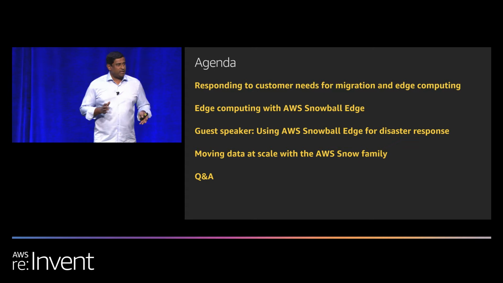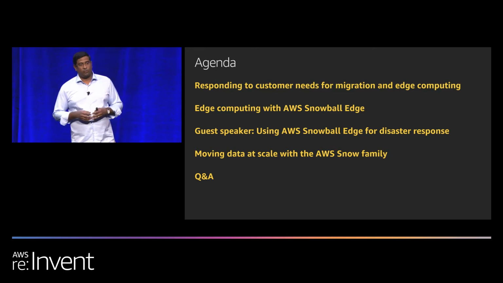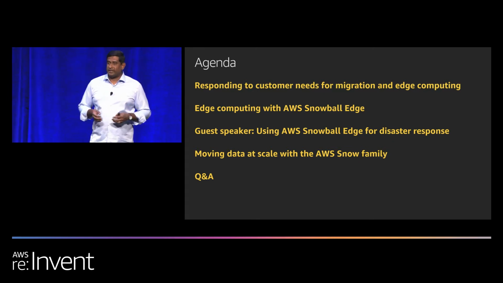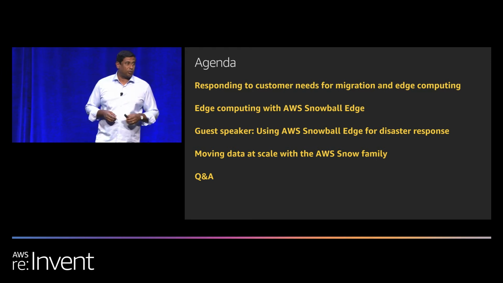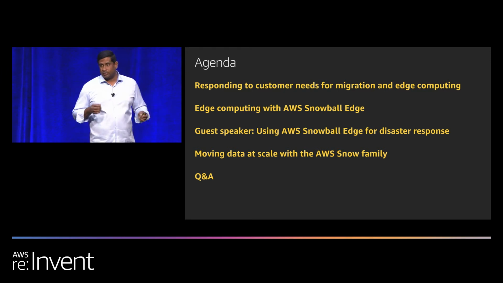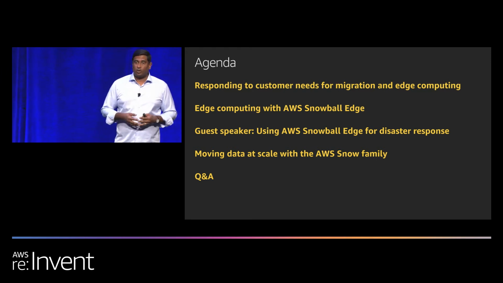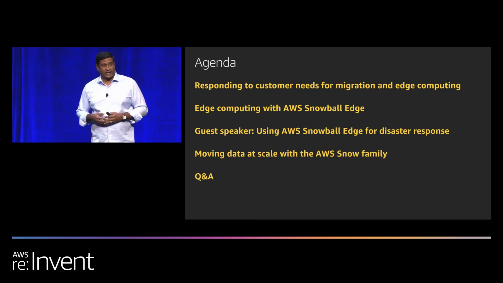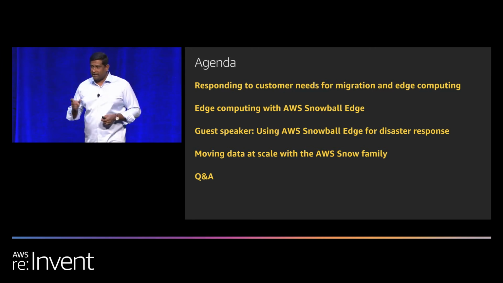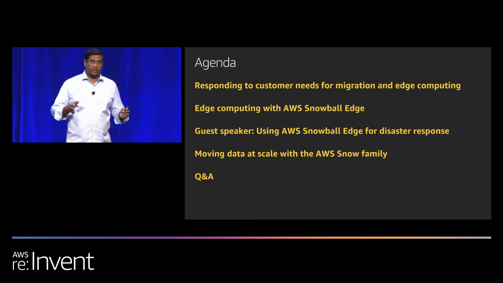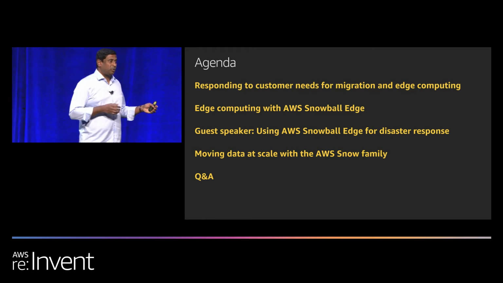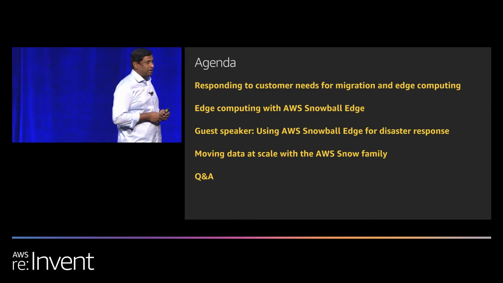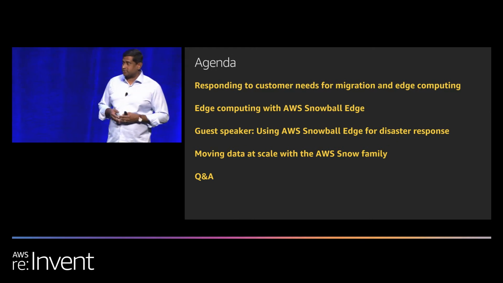For the first 20 minutes or so, I'll provide you with an overview of the AWS continuum of deployment options from the cloud to the edge, and an overview of the AWS Snow family of devices that can meet your requirements for edge computing and data migration. I'm also going to dig deeper into showing you how you can use the Snowball Edge devices for your edge computing workloads and applications.